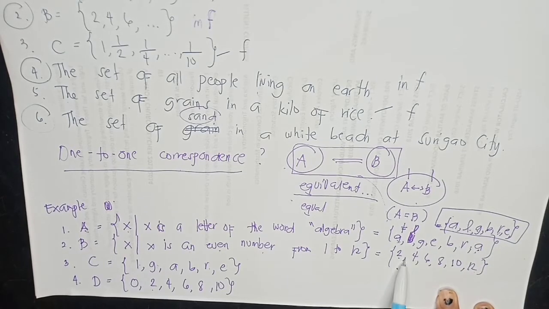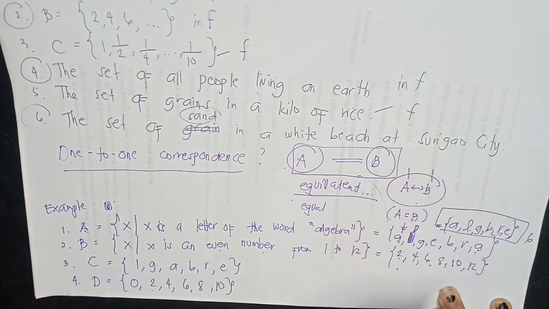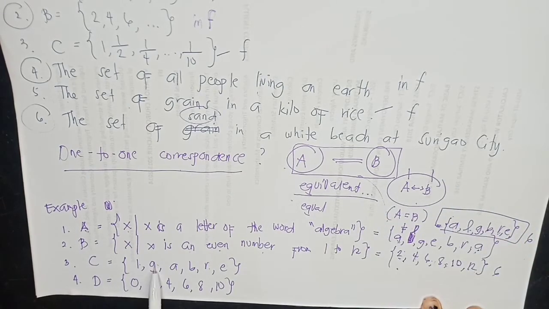The second, B is 2, 4, 6, 8, 10, 12. So it has 6 elements. This one is 2, 4, 6, and it has 6 elements. C is 2, 4, 6, and it also has 6 elements. D is 2, 4, 6, and it has 6 elements.